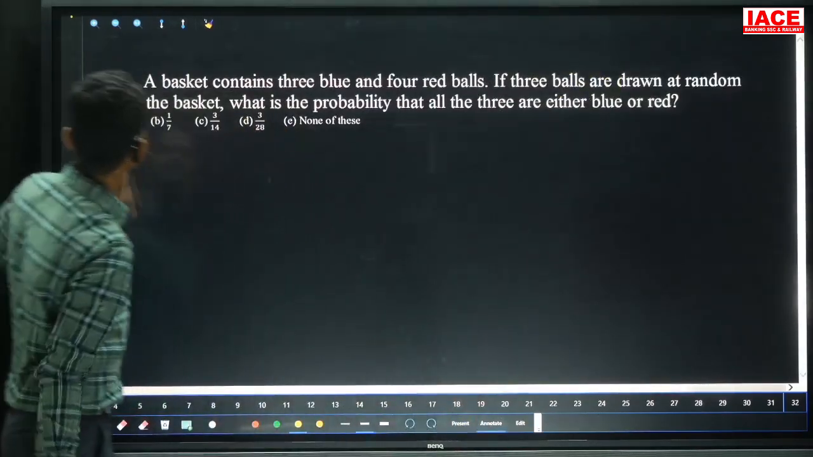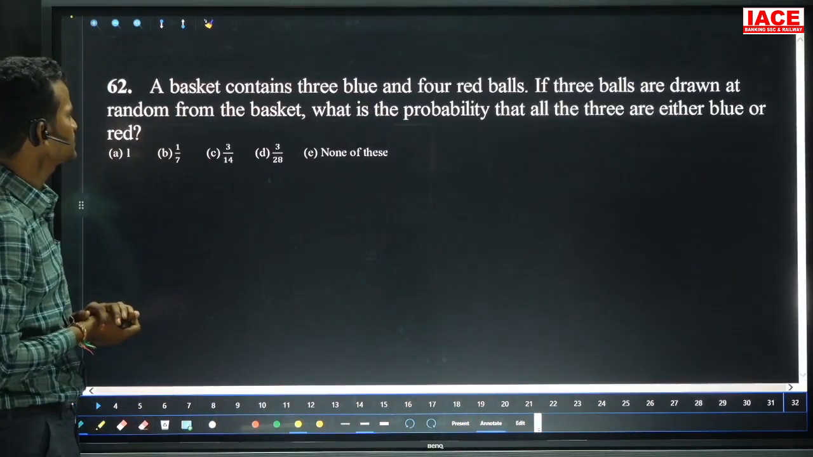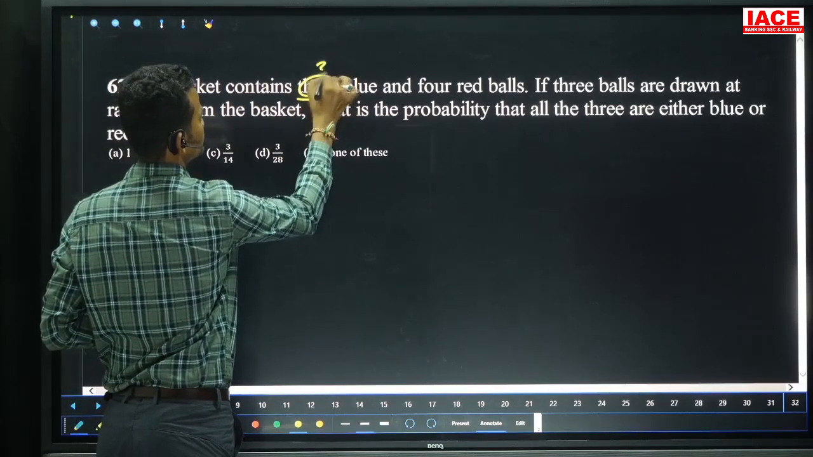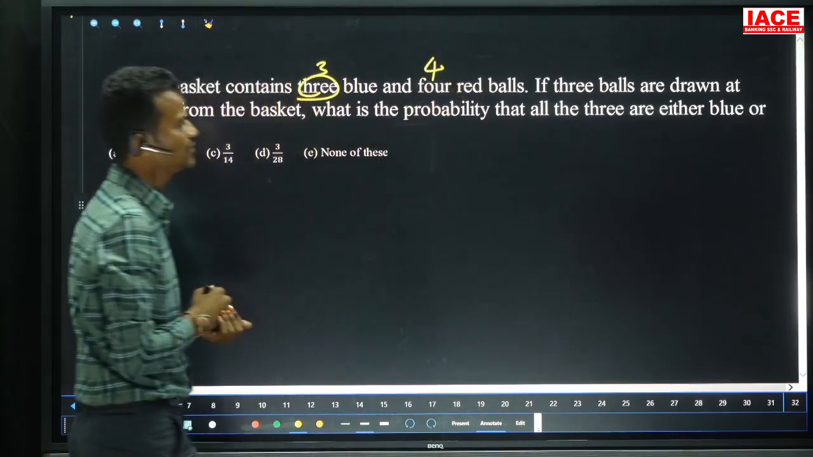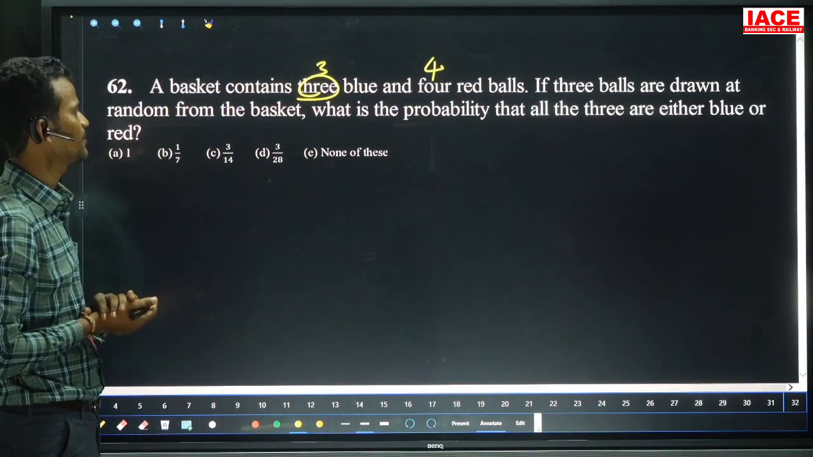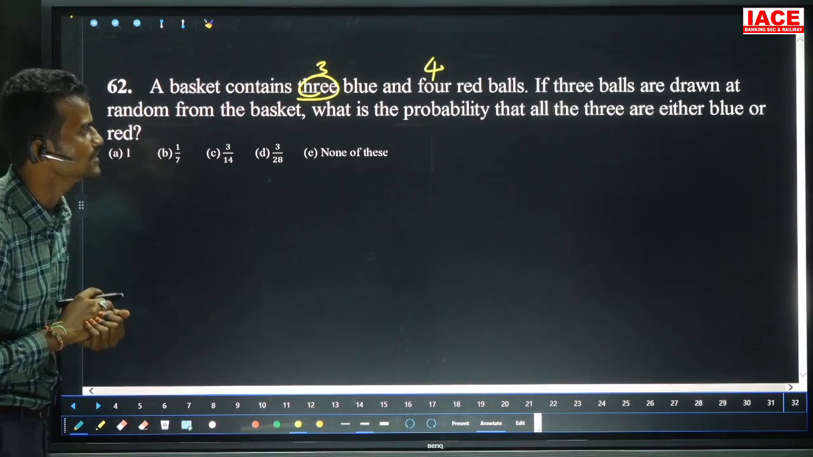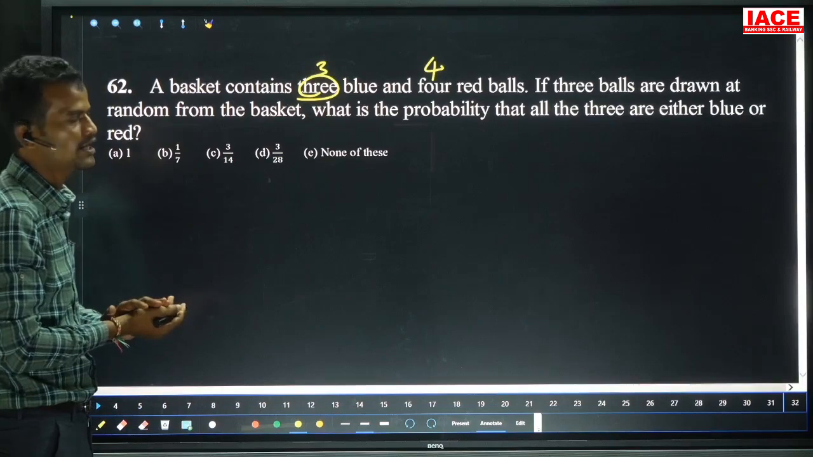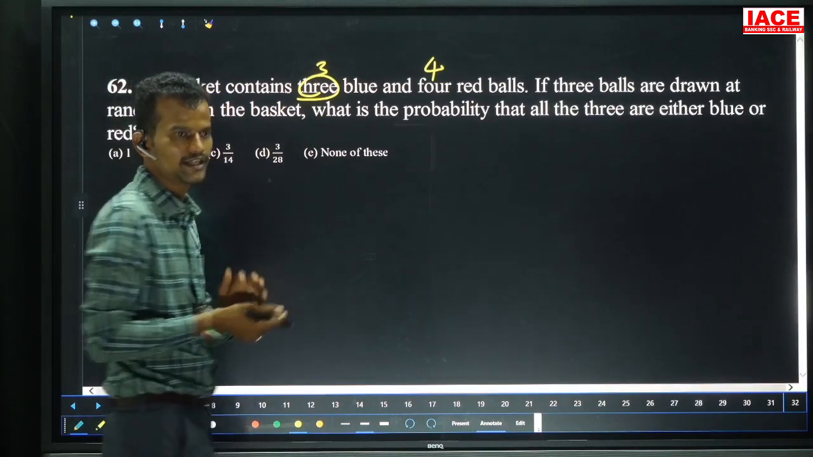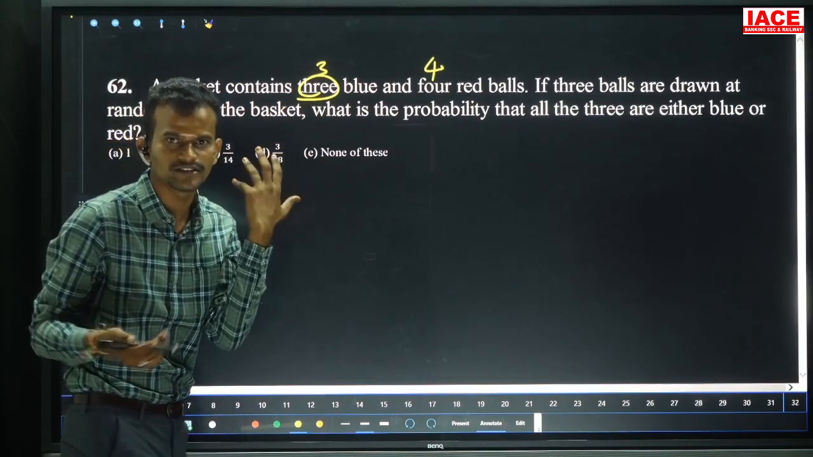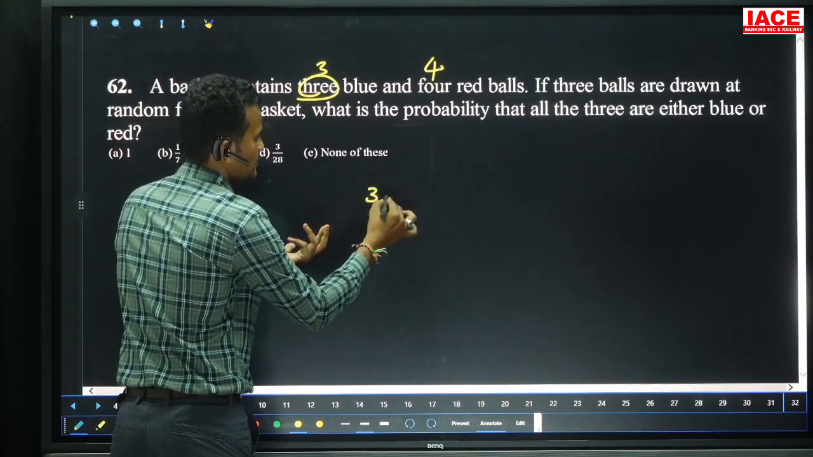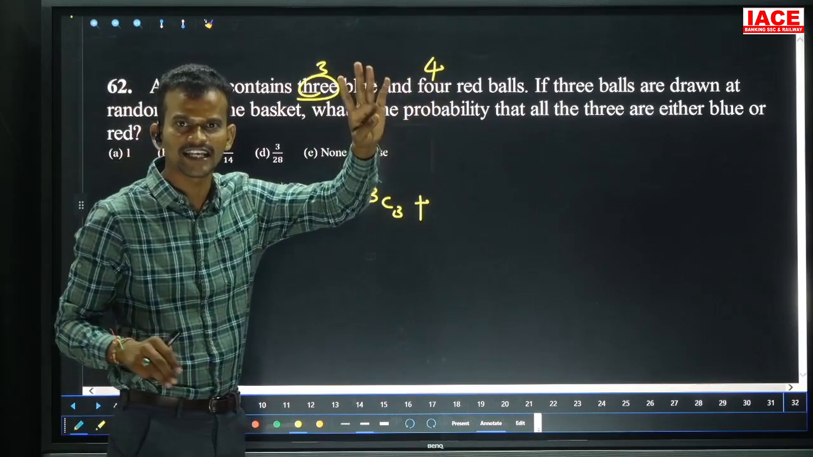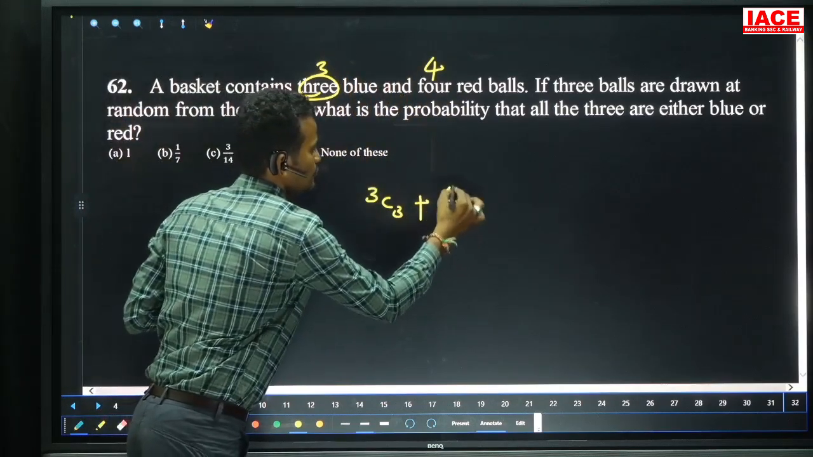What is the next question given, sir? A basket contains 3 blue balls and 4 red balls. If 3 balls are drawn at random from the basket, what is the probability that all 3 balls are either blue, all blue or all red? Sir, how many blue balls are there? 3. If you want all blue, you should draw 3 balls, or not? That is 3C3, plus all red. How many red balls are there? 4. But I require drawing 3 balls. What is the value? 4C3.